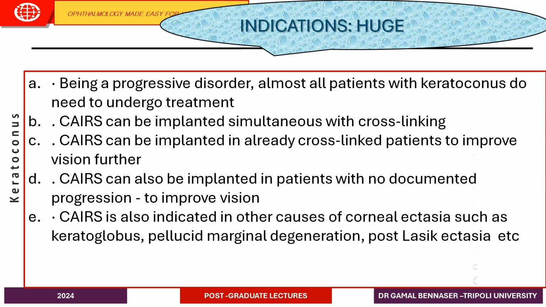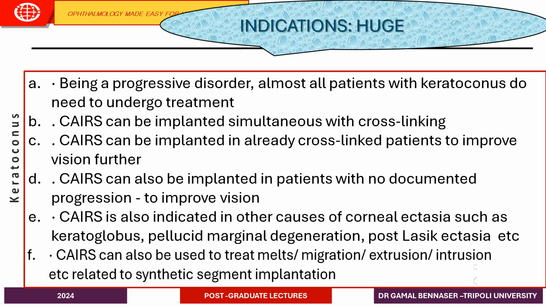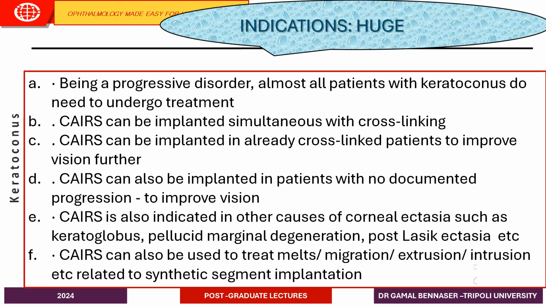It can also be used in a wide range of corneal ectasias, especially keratoglobus and pellucid marginal degeneration, and also in post-LASIK cases. It can also be used in treating corneal melting and where there is extrusion of the synthetic segments. So as an alternative procedure, CAIRS may be a good option.